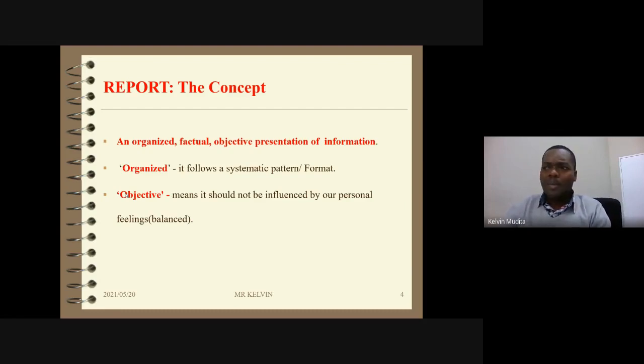That is basically a report. Using a format, that is one thing, and also trying to be balanced. That is how we write reports. So in your reports that you are going to produce going forward, these are some of the things we will be assessing on. Is your report biased? Are you organized? Are you not expressing personal feelings? All those things. So we shall explain those things as we go forward.